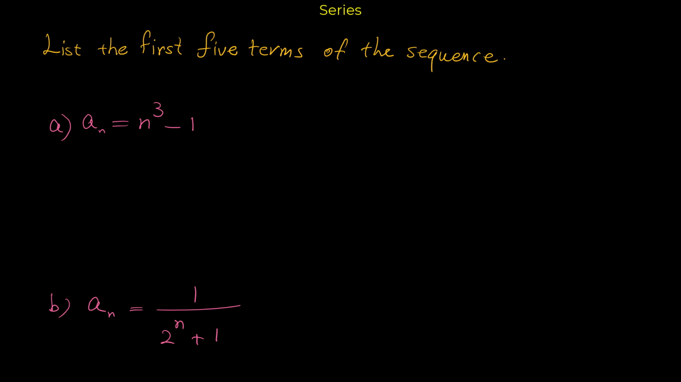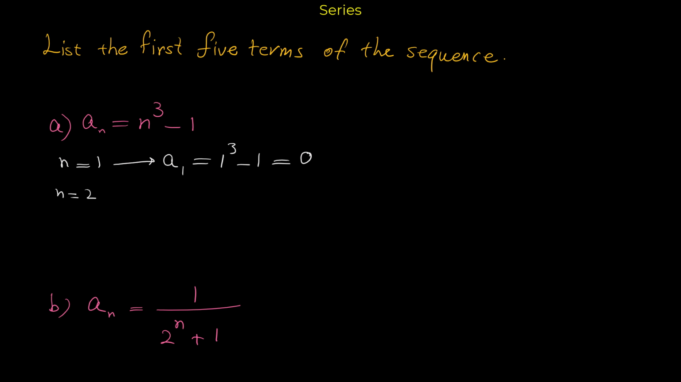In this video, we want to learn how to list the terms of a given sequence. The first sequence given here is a_n equals n^3 minus 1. The general term is n^3 minus 1. We know that usually for writing the terms of a sequence, we start n from 1. So the first term of this sequence, a_1, is 1^3 minus 1, which is 0. So the first term of this sequence is 0.